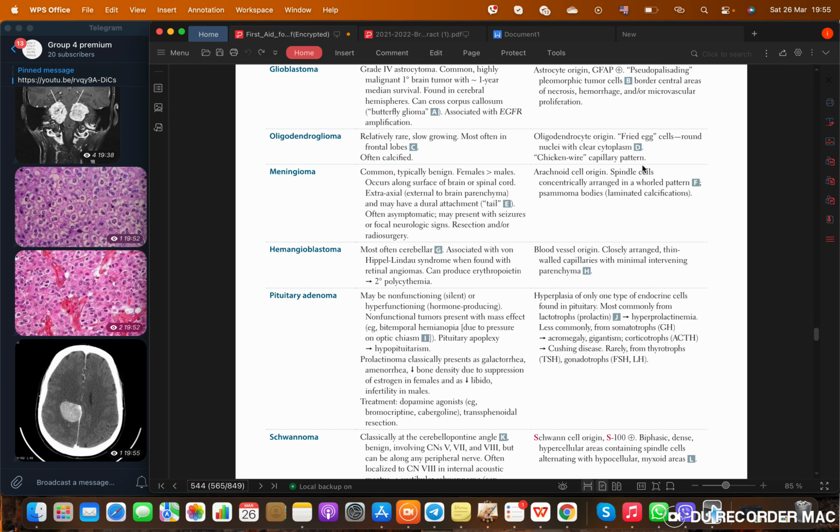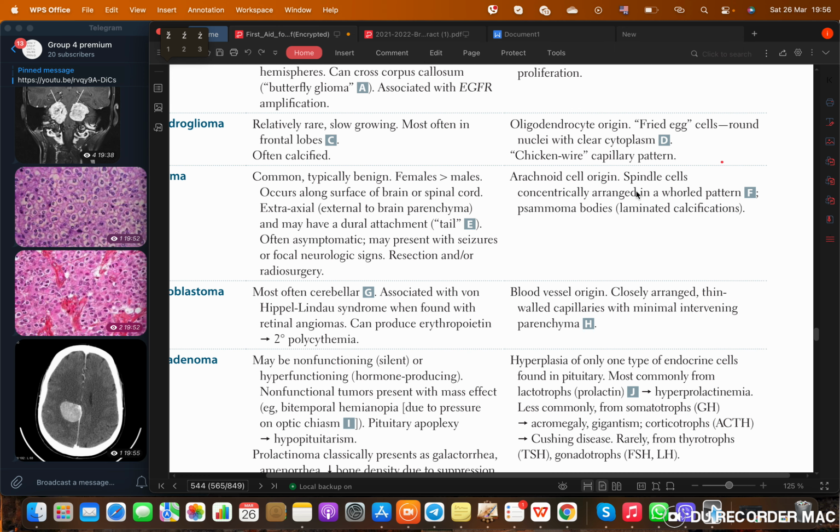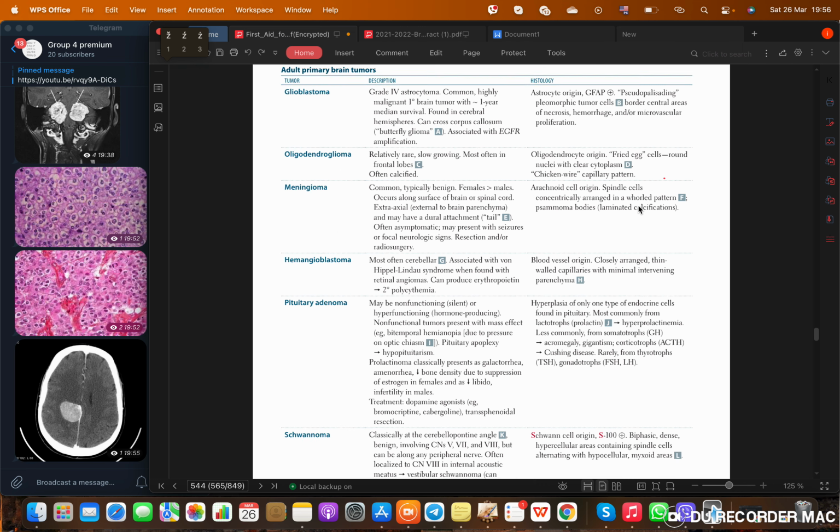I hope you know what is a gamma knife. A gamma knife, it's a form of radiotherapy in which you can destroy the tumor without opening the brain. The idea in gamma knife that you have frequencies of light beam that can go through the skull and be concentrated from multiple areas and can burn the tumor without opening the head. That's radiosurgery. Arachnoid cells origin, spindle cells concentrically arranged in a whorl pattern.